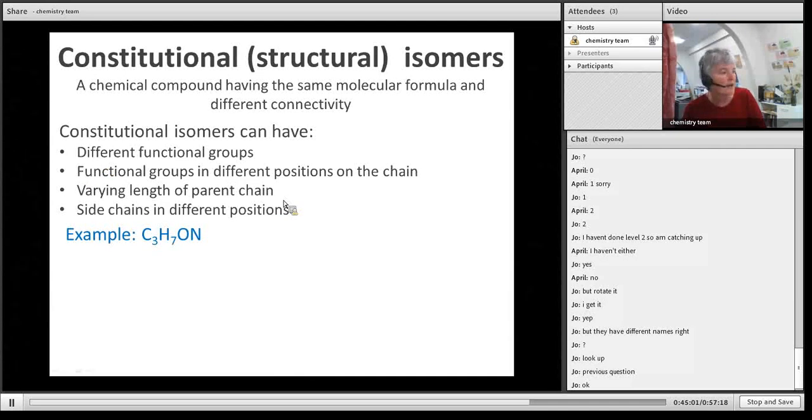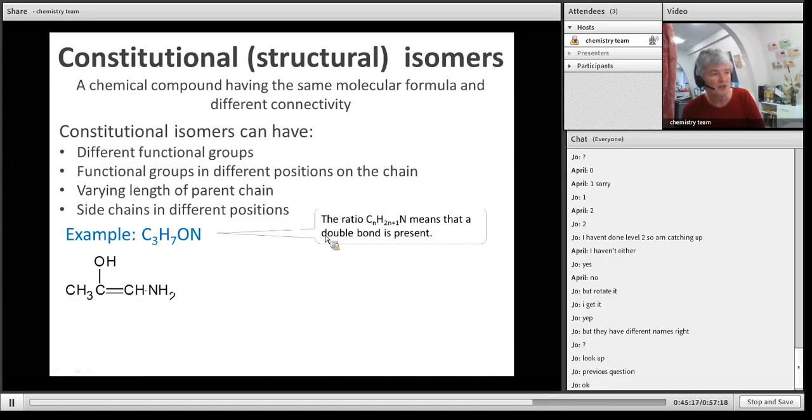And we can put the side chains in different positions. So we could have 2-methylhexane or 3-methylhexane. So let's do an example here. That's my molecular formula, and what I've got here is a double bond present. So I know I can form a C=C double bond or a C=O double bond as well. So you can have a whole variety of things.